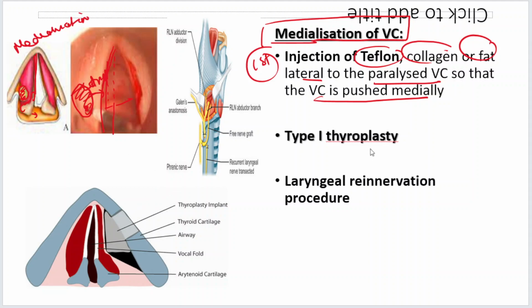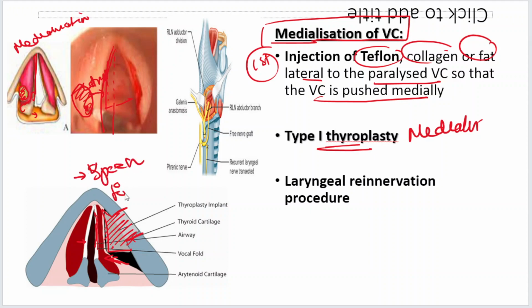The type 2 thyroplasty is also called medialization thyroplasty. How do we do this? We make an opening in the thyroid cartilage and put a silicone wedge which lies lateral to the vocal cord, causing the vocal cord to be pushed medially. This also causes medialization of the vocal cord, enough for the gap to be covered so that the other vocal cord will move towards the midline, and you will have voice, that is speech becoming normal, and also prevent aspiration. These are the two goals with which we are doing the treatment.